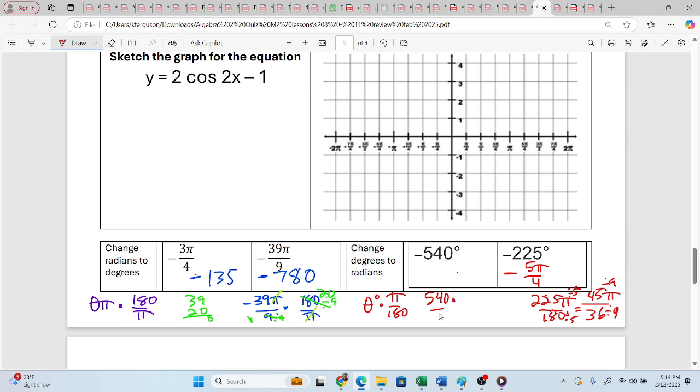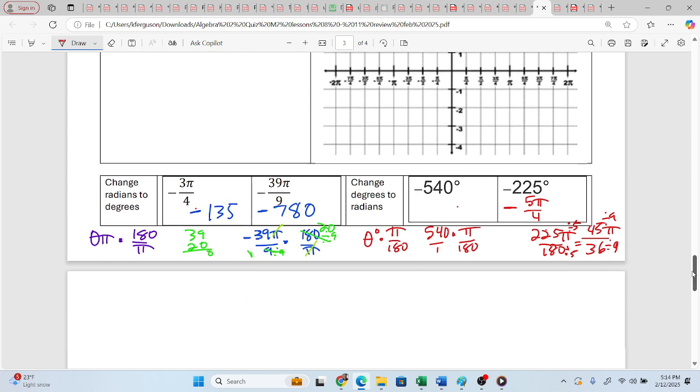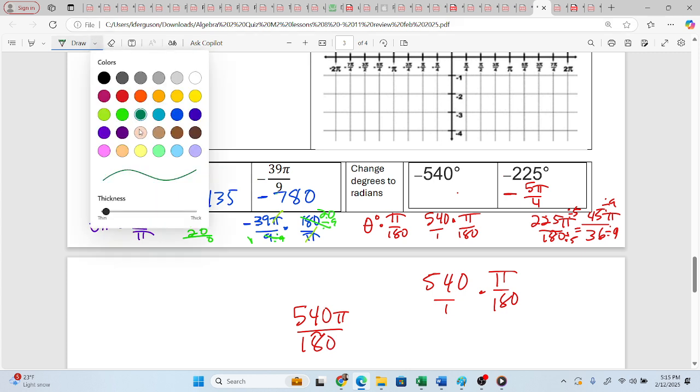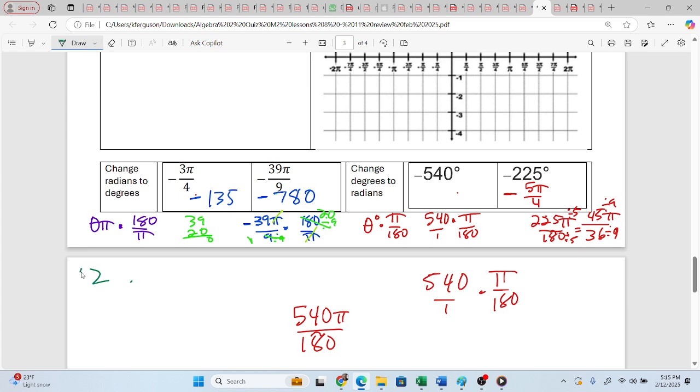So I got 540, let's just say over 1, times pi over 180, right? So what is that? Let's see, I got some room, so let's do it over here because I space it out a little bit more. Times pi over 180. So that's 540 pi over 180. Not really any cross canceling to do there. So let's think about what we got. Well, it ends in 0, so that means we can divide by 2, right? It's divisible by 2.